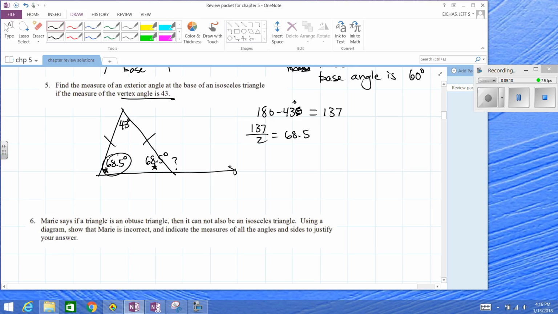Of course, you could just add these two to get that, or I would probably go 180 minus 68 and a half. That's going to look like 111.5. So that one's 111.5. Okay, so that's it for the first video. We'll get to the other solutions after.